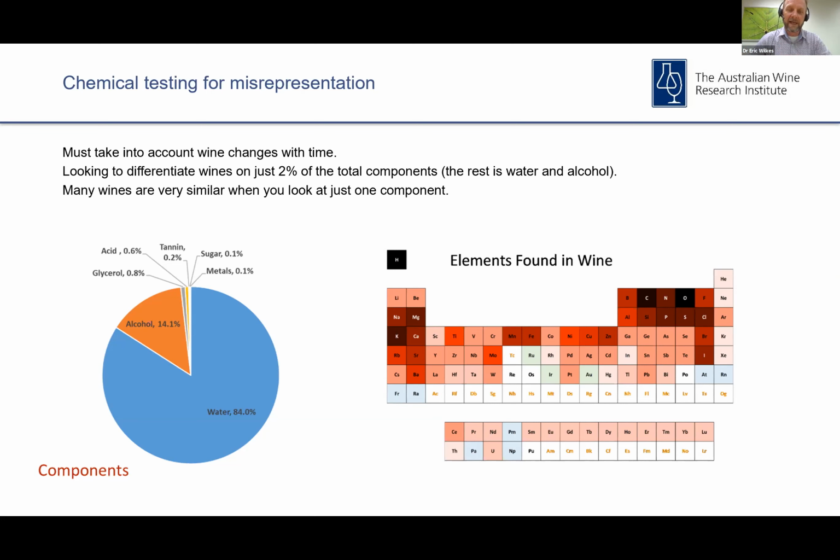But the thing that is going for us, especially when we're talking about metals and what's in wine, is that literally every naturally occurring metal in the periodic table appears in wine, usually in very, very small amounts, but they're all there.